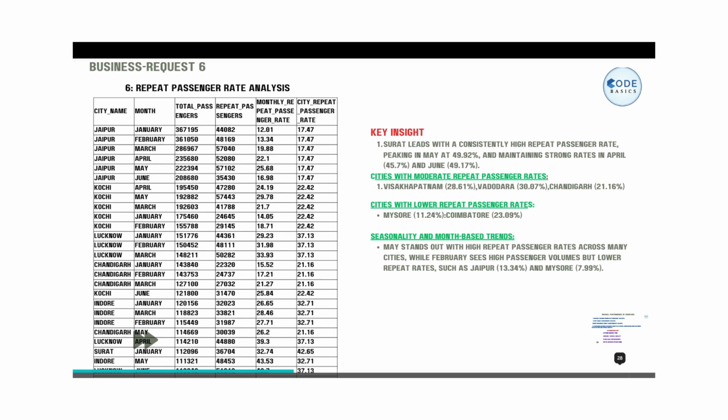Seasonality and month-based trends: May stands out with high repeat passenger rates across many cities, while February sees high passenger volumes but lower repeat rates, such as Jaipur at 13.34% and Mysore at 7.99%.